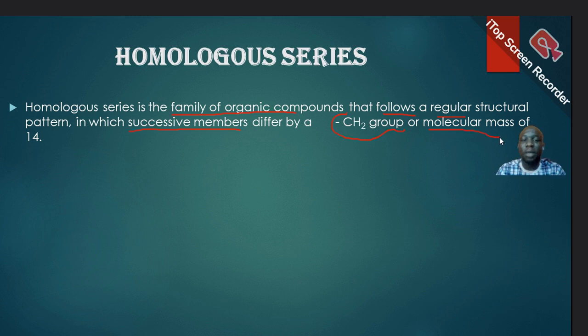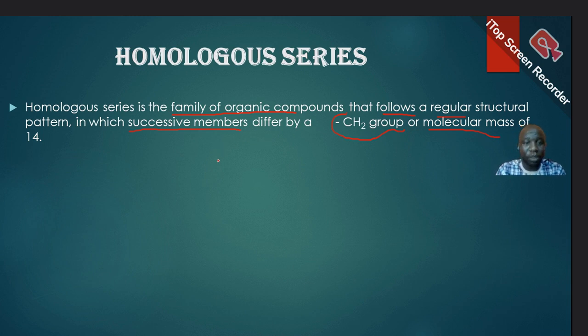So, family of organic compounds, homologous series. Then there's a pattern. Look at their structure, there is a pattern they follow. And that pattern is what leads to the general molecular formula, which we are going to look at later. Successive members differ by CH2. If I know the first member, the next member will be obtained by adding a carbon and 2 hydrogen atoms to the previous member.